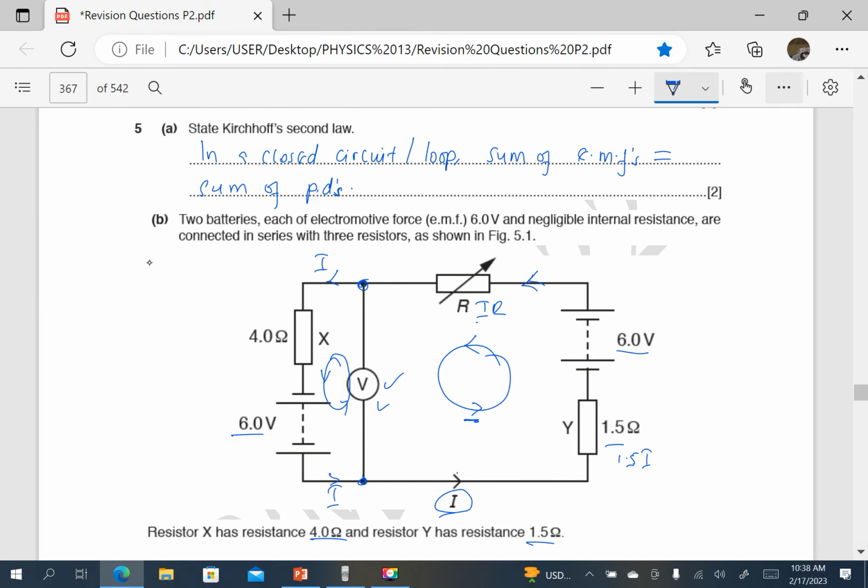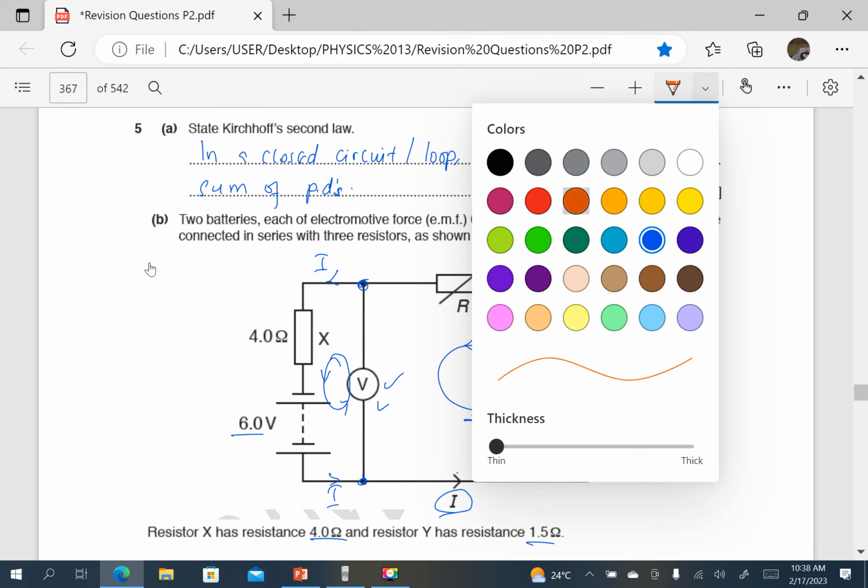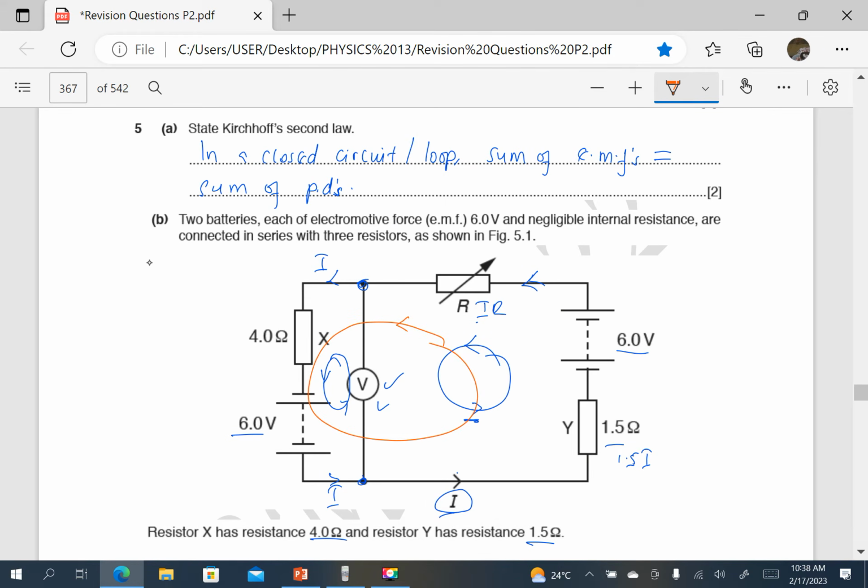Alternatively, I could use a larger loop in the circuit. Let me change even the color. I could use a larger loop in the circuit, which is still anti-clockwise. And I will say sum of EMFs. When I use a larger loop, I have ignored the voltmeter. The sum of EMFs, because they are in the same direction, will be 6 plus 6, because they are joined in the same way. The sum of PDs will be 4 times I plus 1.5 times I plus R times I. So we have a common factor I, which is 1.2. So 12 equals 1.2 into 4 plus 1.5 plus R. Then we just simplify this with our calculator.